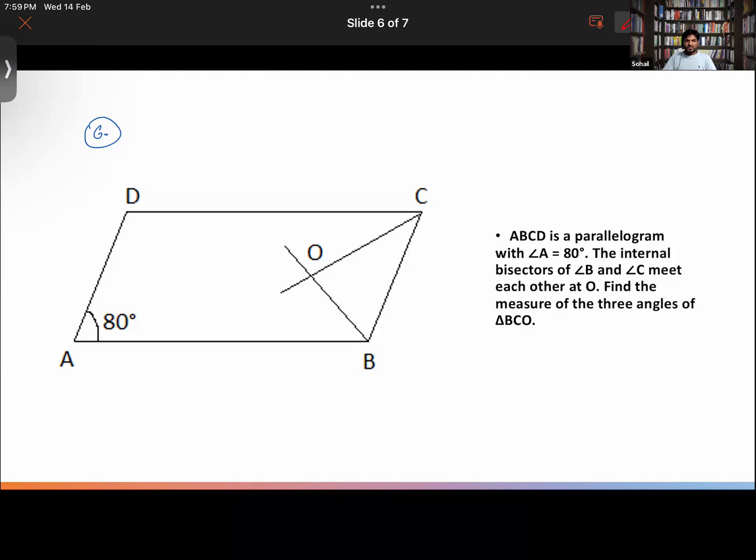The maths exam is on 20th, right, Arham? Sir, 25th. 25th. Okay. Yes, sir.